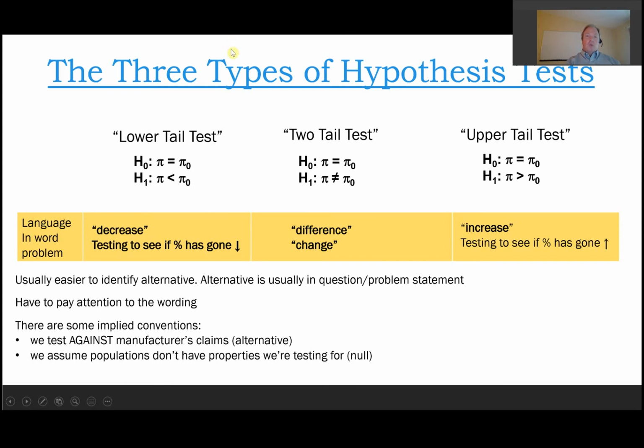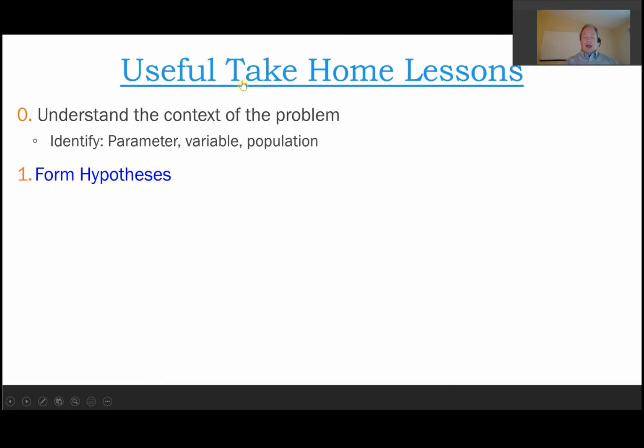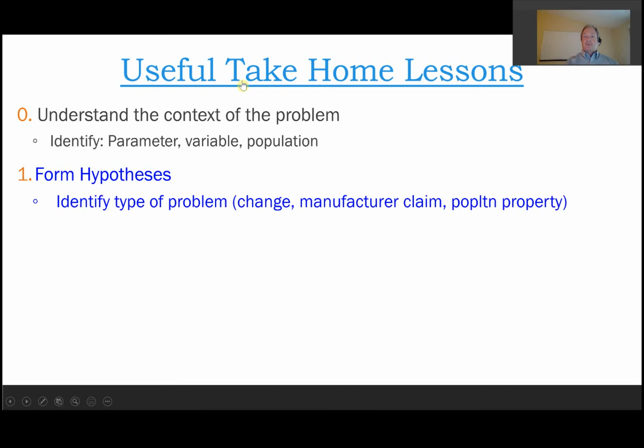And so we were creating this sequence of steps we should use when we work a hypothesis test. First we understand the context. We've already gone through that part. And now we're going to form the hypotheses.